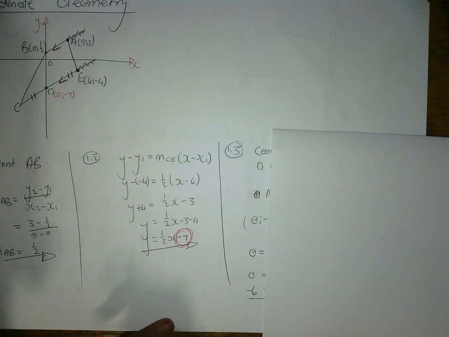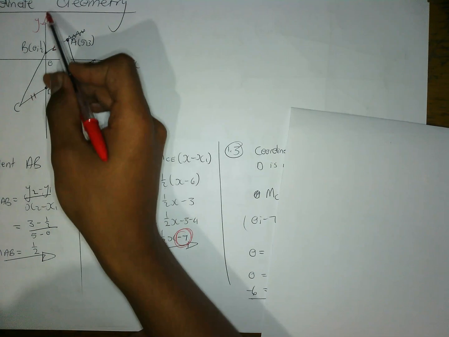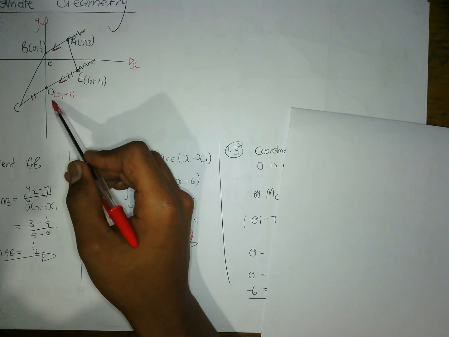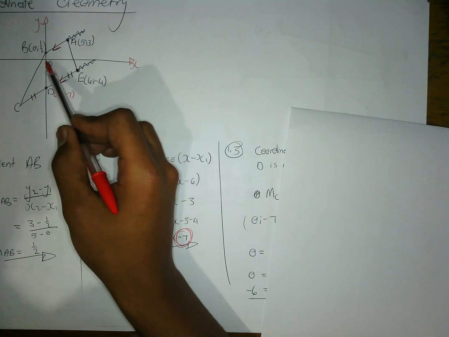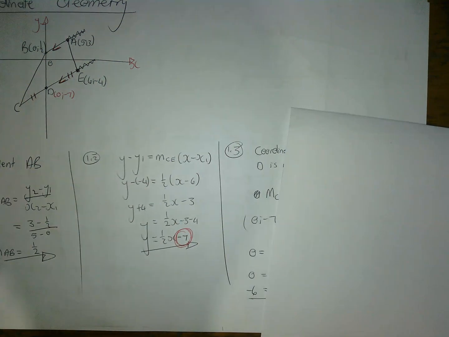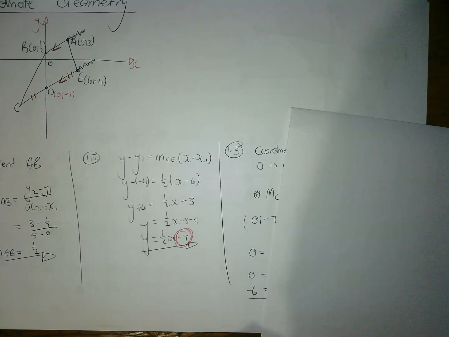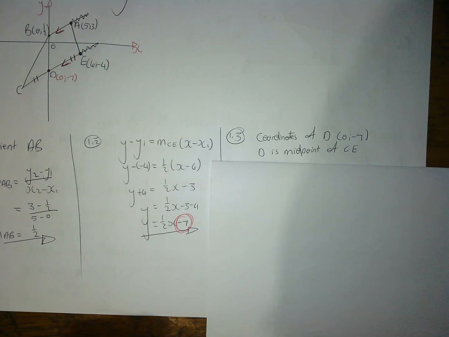Remember, coordinate D is on the y-axis. And if it's on the y-axis, the x coordinate is 0, right? Because at the origin, it's 0, 0, and it's on the y-axis. Okay. D is the midpoint of CE. We have that. That means we can use the midpoint formula.